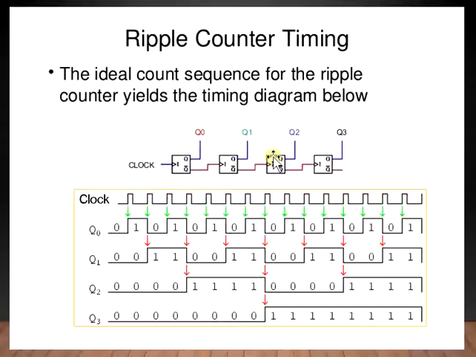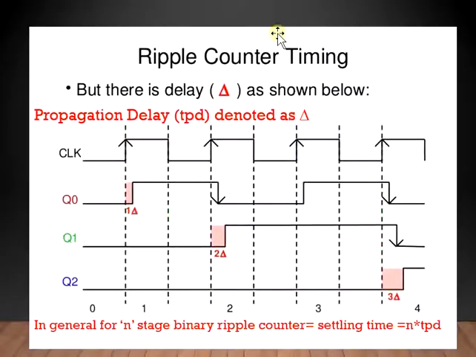So in this case, the pulses to be counted ripple through the counter. Since the clock pulses are not simultaneously applied to the flip-flops, these counters are called asynchronous counters. If you are considering an n-stage binary ripple counter, the worst case would be the settling time that is required. So here I have considered the timing diagram once again, wherein I am considering the positive edge of the flip-flop and the output of a 3-bit flip-flop.